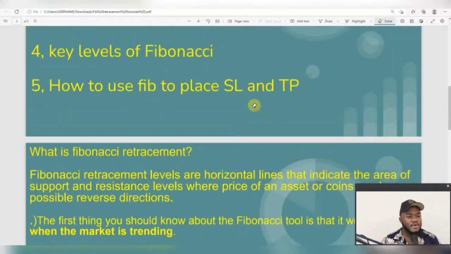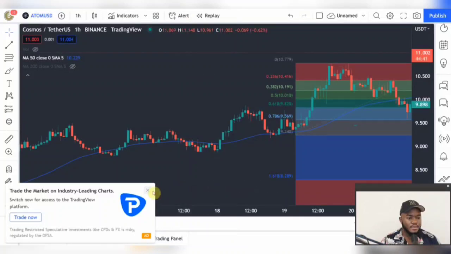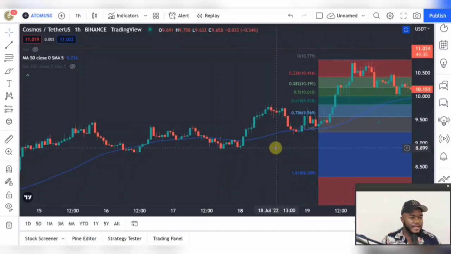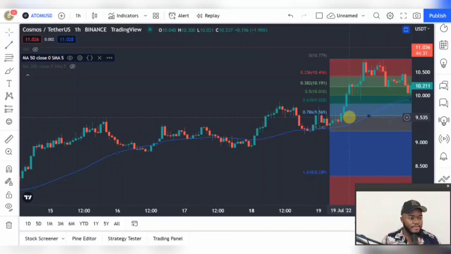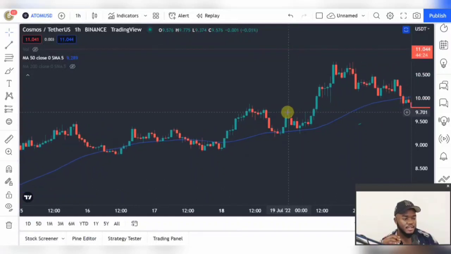Now, the next point we have here, so we have actually done this one. I know you understand what Fibonacci is right now and when to use it. Now, the next point we're going to talk about is how to plot Fibonacci in your trading chart. So we are going to hop into TradingView and I will show you how to plot Fibonacci in your chart. So this is a Fibonacci. I want to remove this so that we start afresh and you will see how to plot this in your chart.